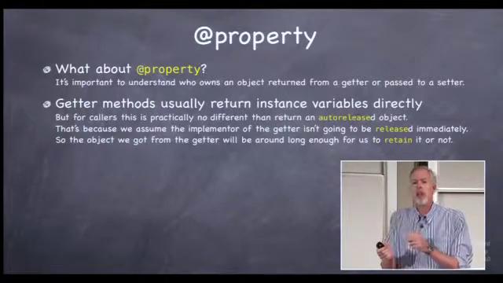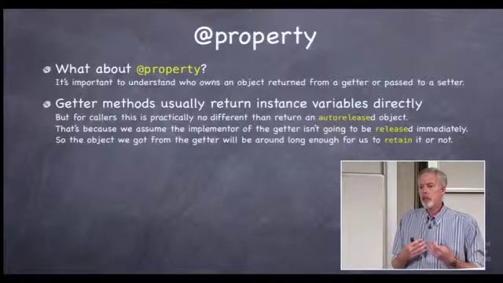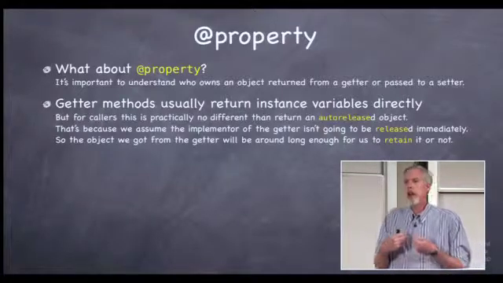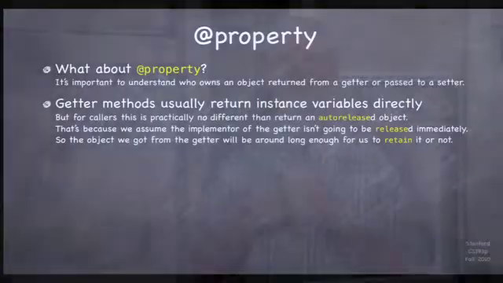Usually you're just going to return it, and the person who's calling it is going to count on the fact that you're not going to deallocate it, that you're not going to release it until they've made a decision to retain your instance variable through the property.